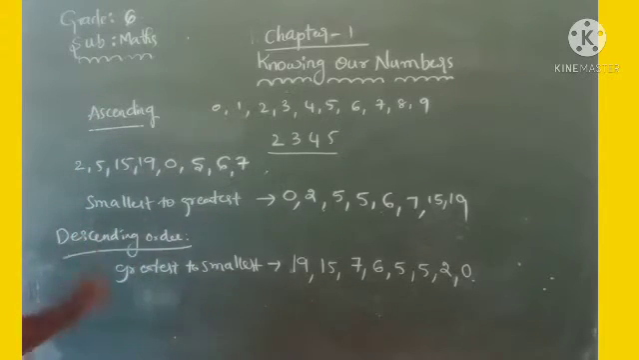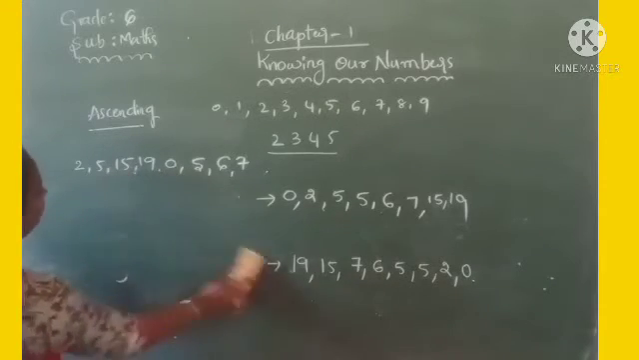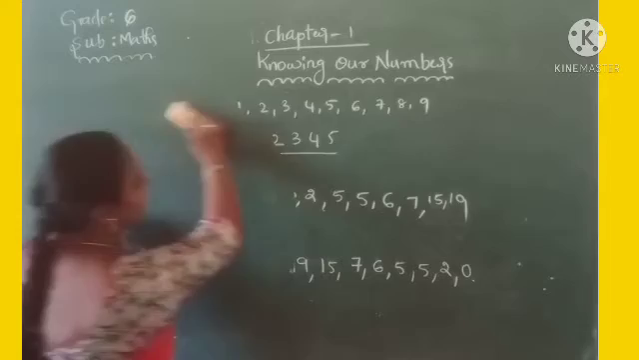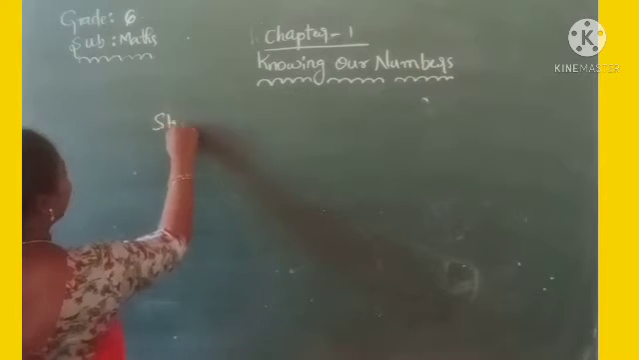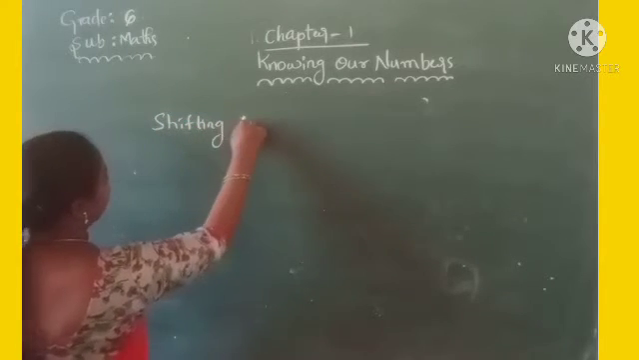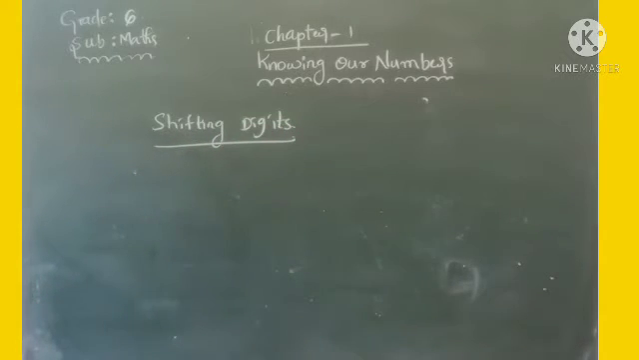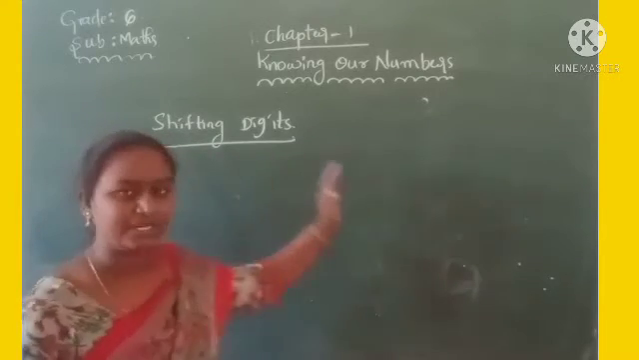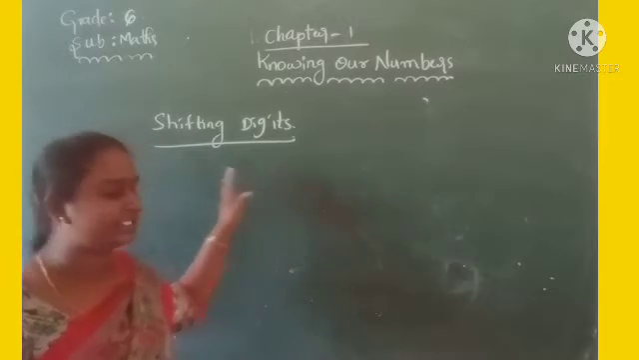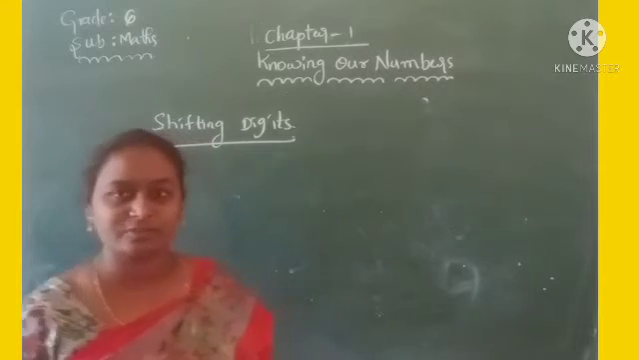Okay, now the next topic, that is shifting the digits. Shifting means changing from one place to another place. Shifting means shifting of a number. That is nothing but we have to change from one place to another place. In the shifting digit, one condition is ones place to hundreds place. Those digits only we have to shift.